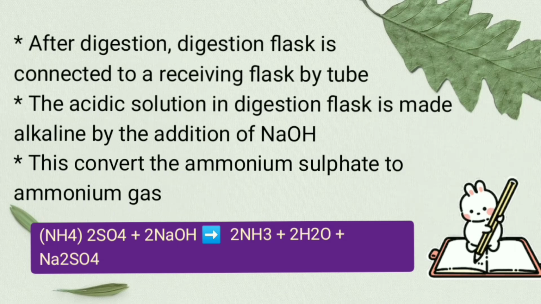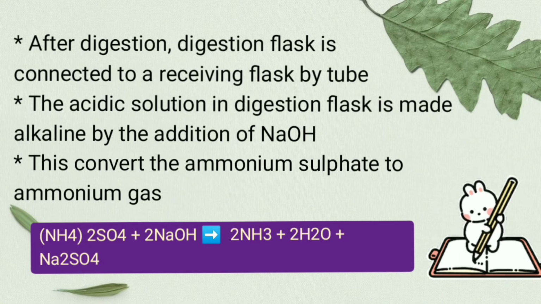Distillation. After digestion, the digestion flask is connected to a receiving flask using a tube. And we know that in digestion we used sulfuric acid. So definitely the solution will be acidic. That is, the solution remaining in the digestion flask will be acidic. And for converting this acidic solution to basic or alkaline solution, sodium hydroxide or NaOH is used. And as a result of using NaOH, the ammonium sulfate which was present in the digestion flask will get converted to ammonia gas.